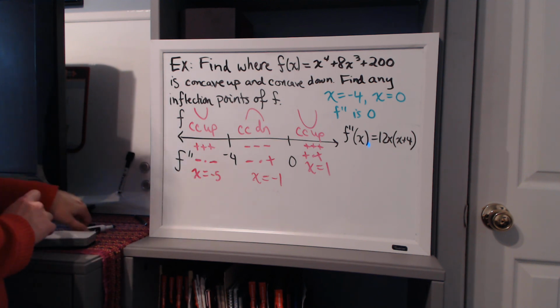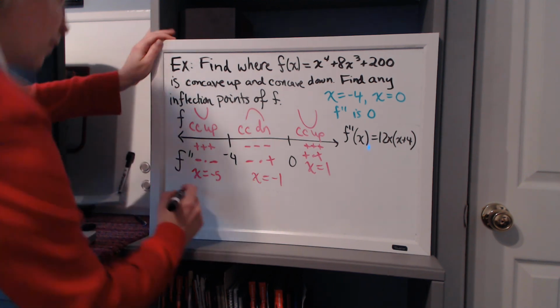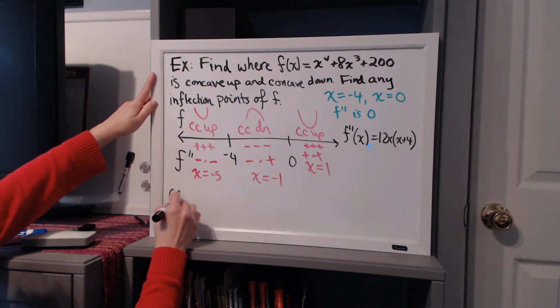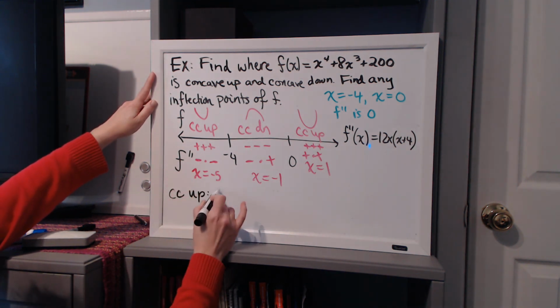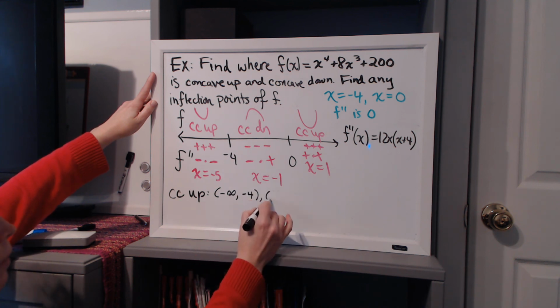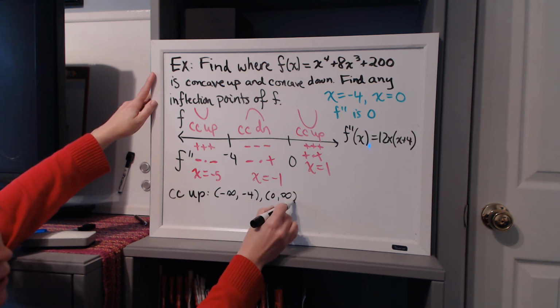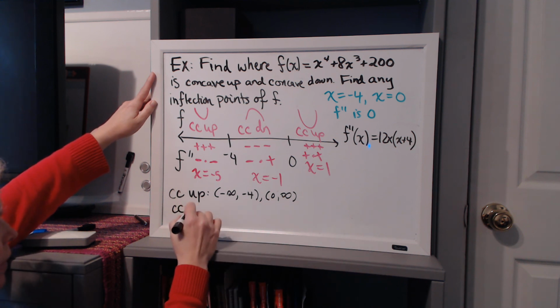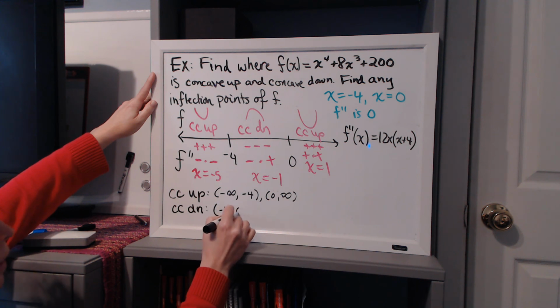All right. So that means the function f is concave up from negative infinity to negative 4, and then again from 0 to infinity, and then concave down between negative 4 and 0.